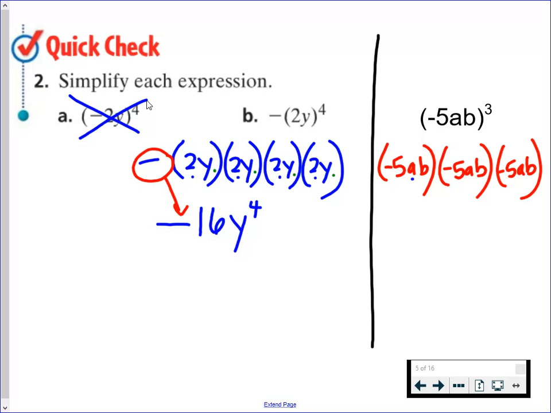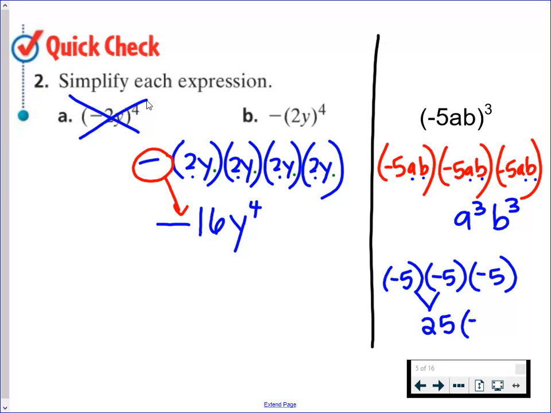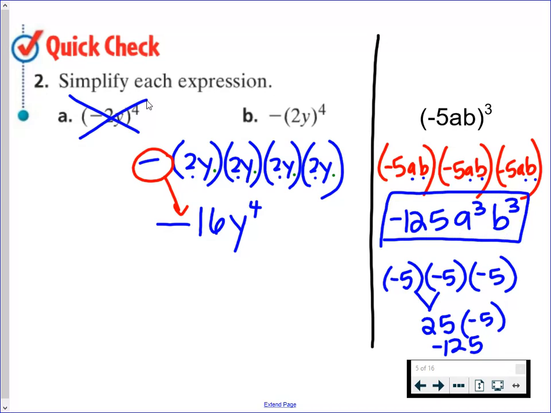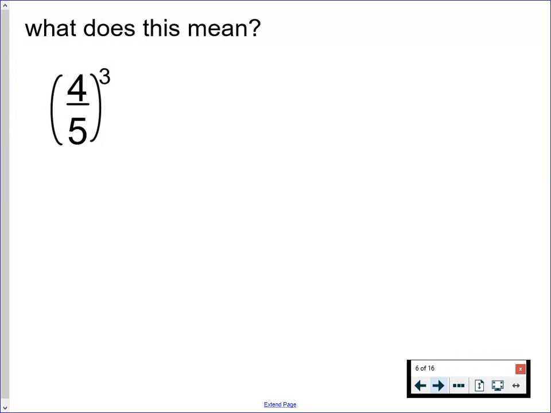How many A's are there? 1, 2, 3. How many B's are there? 1, 2, 3. I do have to do a little bit of math with these negative 5's. With 5's, I just think of quarters. So that was just a little bit of a review with whole numbers and variables so that we can move on to this fraction and exponent piece.